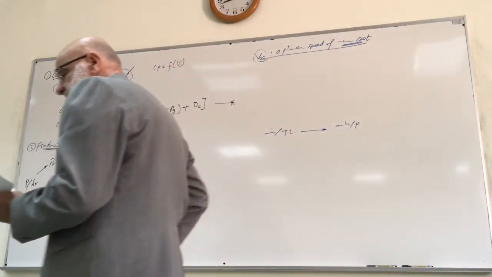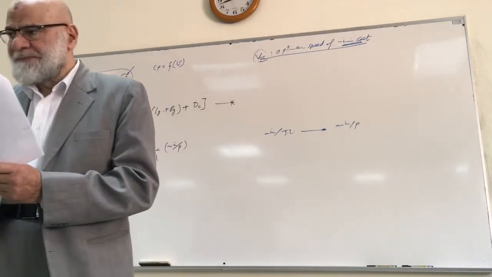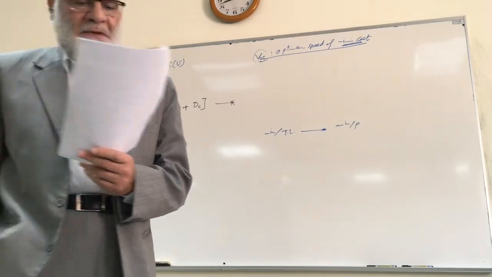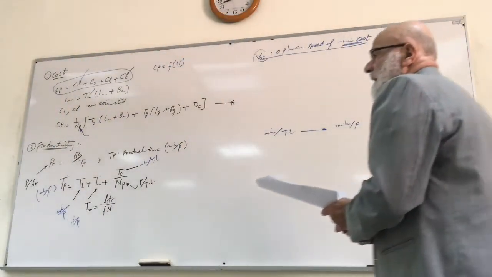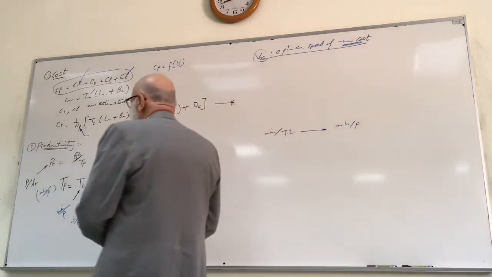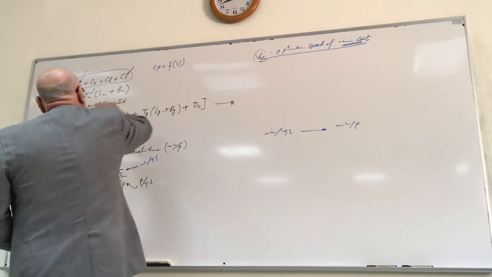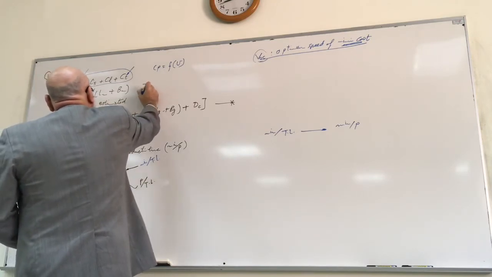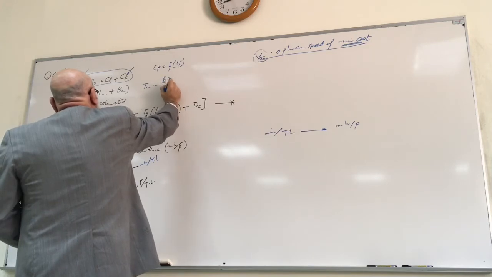Equation 49. What shall you see? Look here. Even those without the paper, pay attention, I will give it to you from scratch. The TM equals what? The TM equals what? L over pi, divided by Fn.